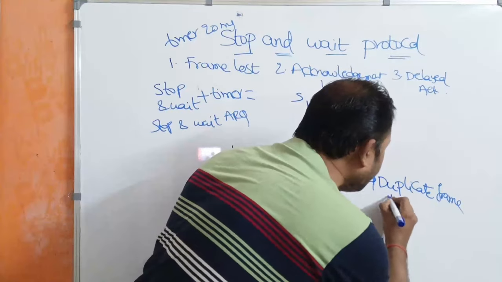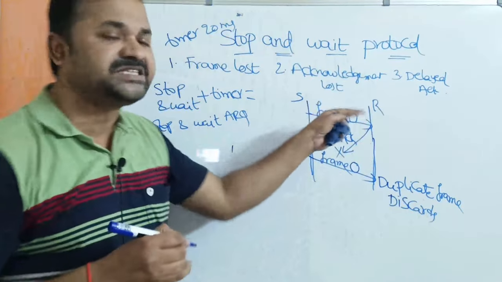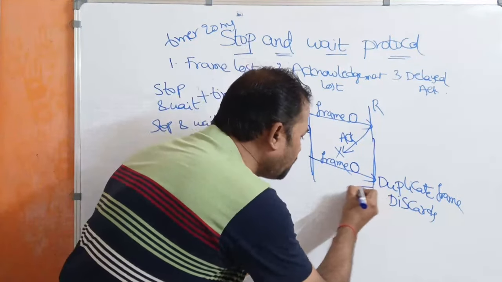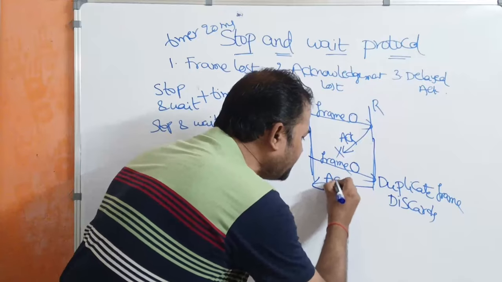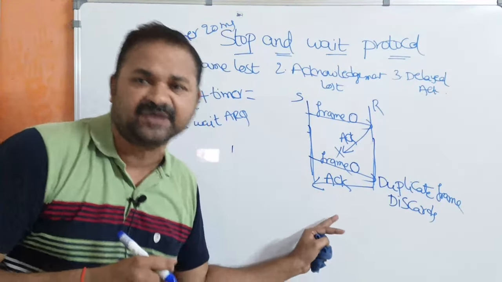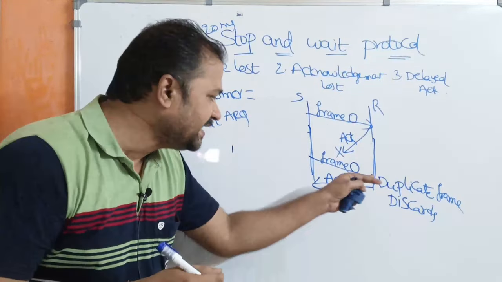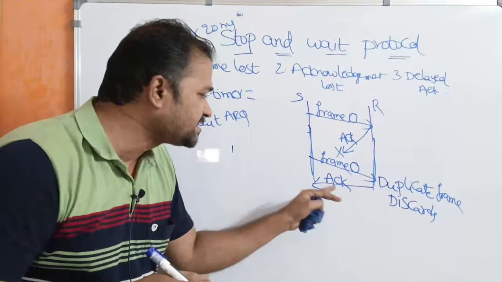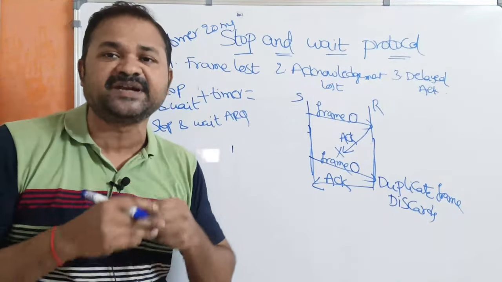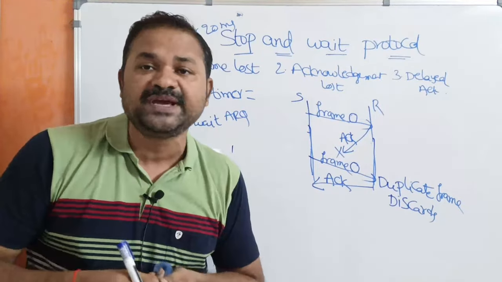So what will the receiver do? The receiver simply discards this frame, because it already has frame 0. Now the receiver provides acknowledgement for frame 0. So it discards this frame and provides the acknowledgement. So this is the second problem, the lost acknowledgement, or this can also be called the duplicate frame problem.